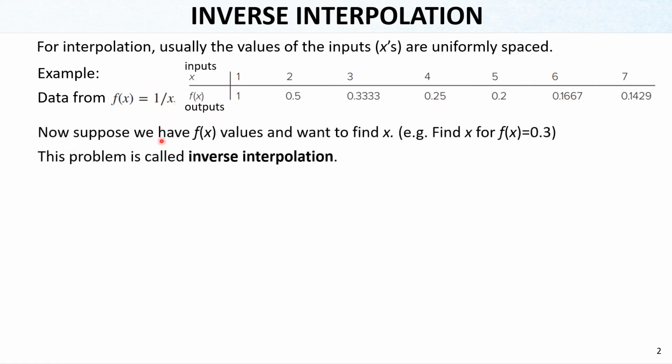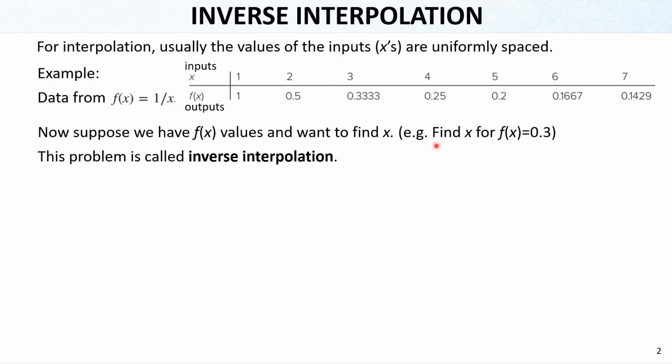Now suppose that we have f(x) values. We don't know x, we have these values only, and we want to find x from them. In the regular interpolation, we want to find f(x) for a known x. So let's say for 2, we want to find 0.5. We don't know 0.5, but now we reverse the process. We know 0.5 and we want to find 2, for example, using the interpolation.